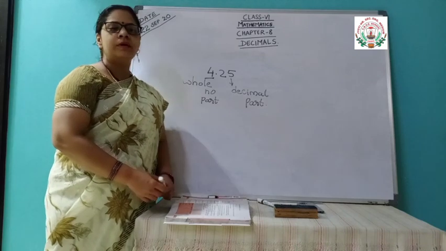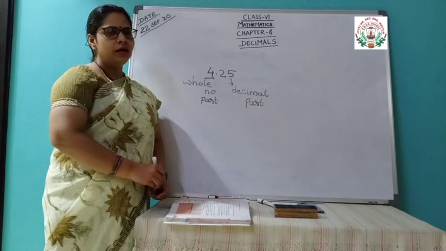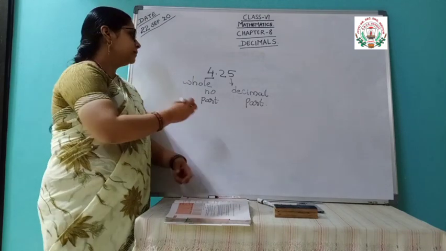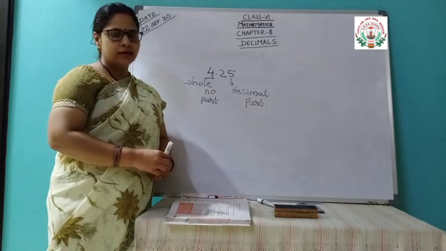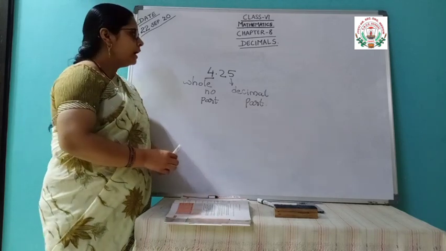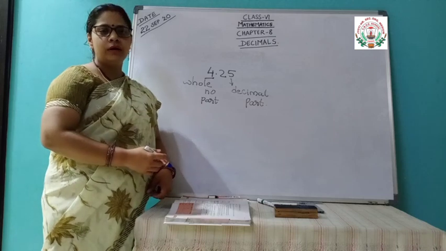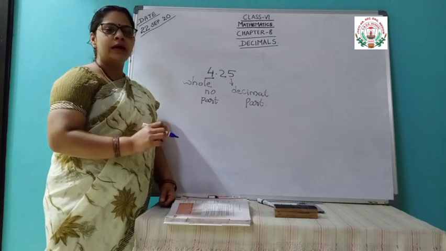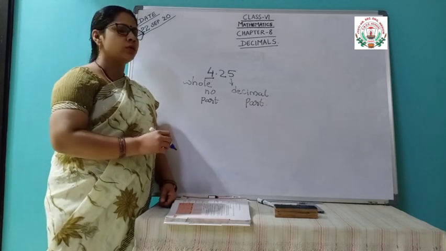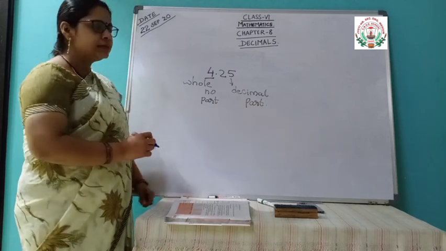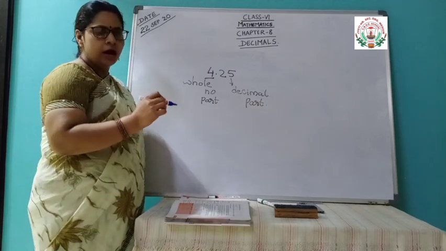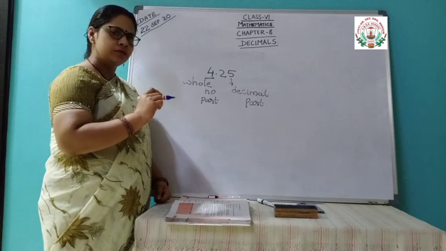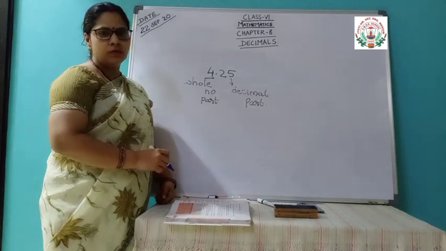For the whole number part, we go in units, tens, 100, 1000 and so on. For the decimal part, we go like 1 by 10, 1 by 100, 1 by 1000 and so on, and that is written as tenths, hundredths, and it goes on like that.